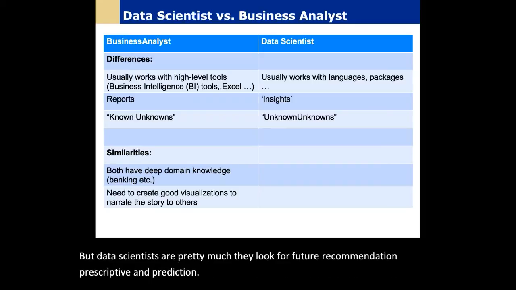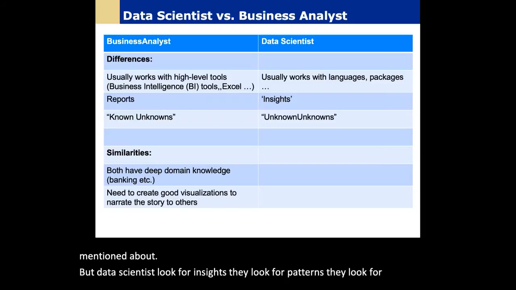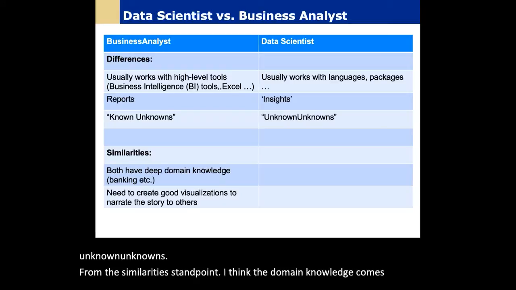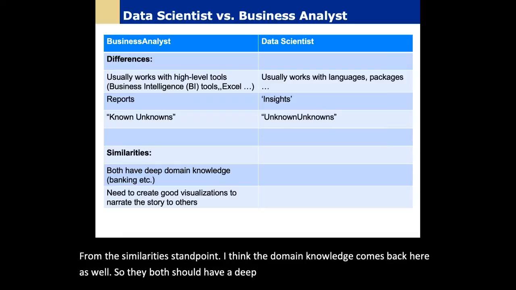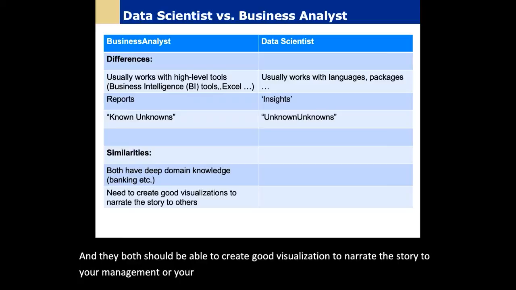Business analysts look at the reports in any of the tools mentioned above, but data scientists look for insights. They look for patterns. They look for behavioral things. The business analyst focuses primarily on known unknowns, but data scientists look at unknown unknowns. From the similarities standpoint, I think the domain knowledge comes back here as well. They both should have deep domain knowledge, and they both should be able to create good visualizations to narrate the story to your management or your business stakeholders.